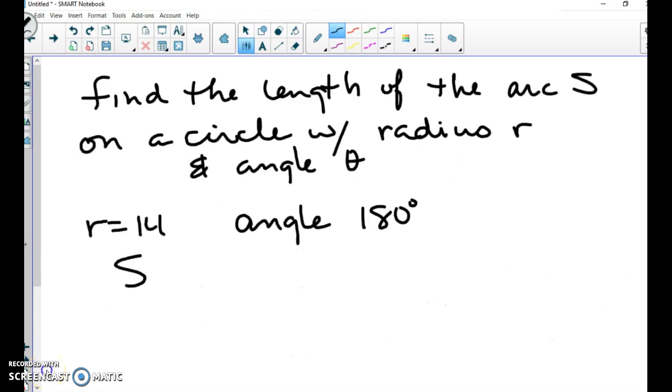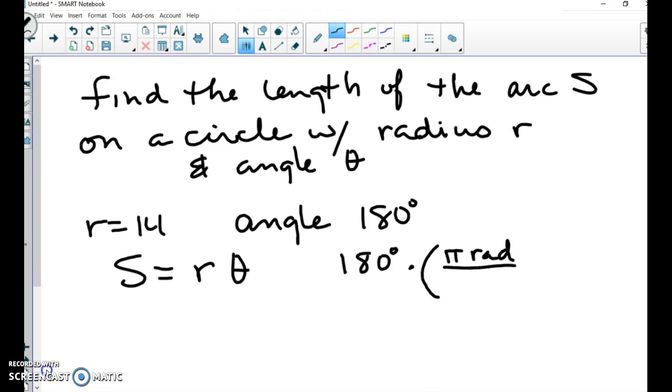So again, we're going to use our simple equation, arc length is equal to radius times theta in radians. The first thing we want to do is take our 180 degrees and convert that by multiplying by our unit conversion factor, pi radians equivalent to 180 degrees. And we know that degrees are going to cancel. We have 180 pi over 180, which gives us simply pi.